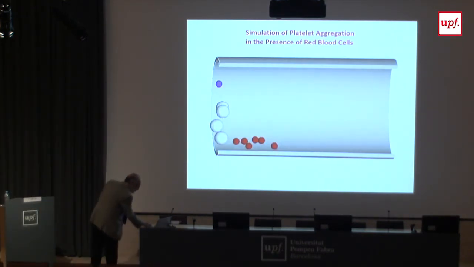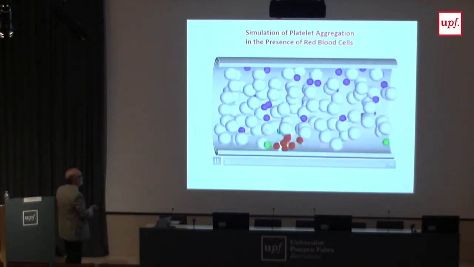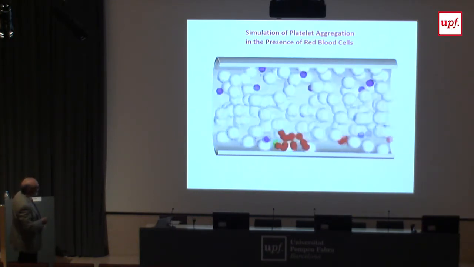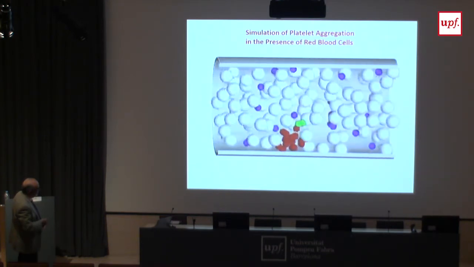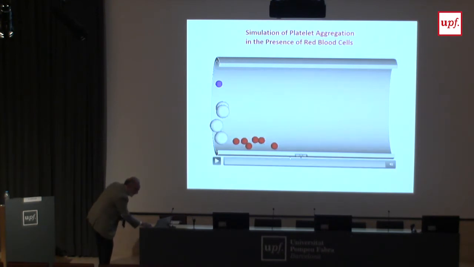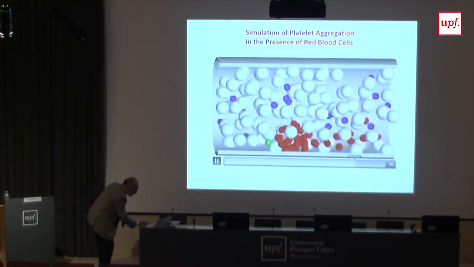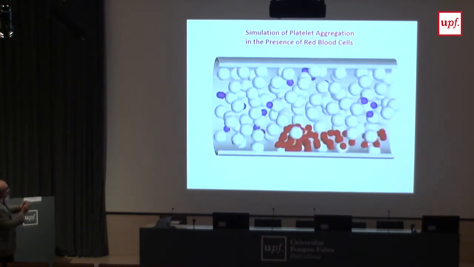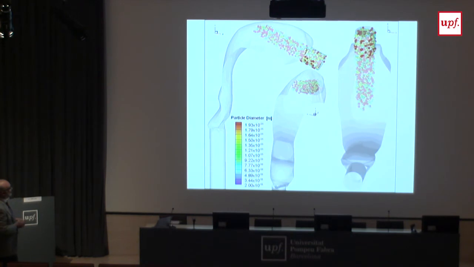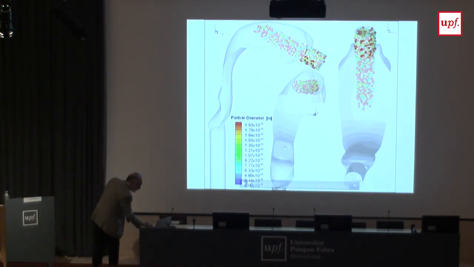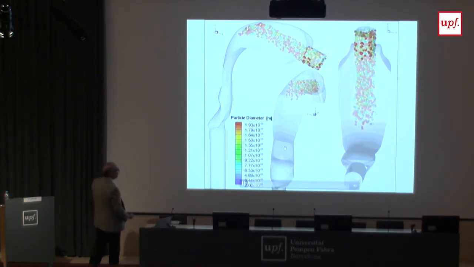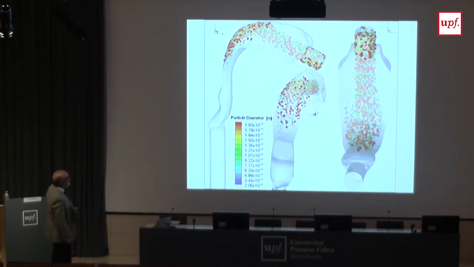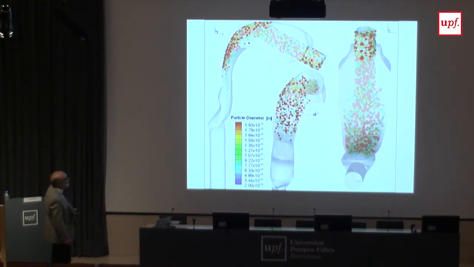This is interesting, platelet aggregation here. You will have here the accumulation of red blood cells, yes. These are the platelets, they are also in red here. At the end, they get this agglomeration, in this case the formation of this cohesive platelet clot. Another case here: the diameter of the particles is colored, the bigger in red, the smaller in blue, and this is another study for whatever purpose.